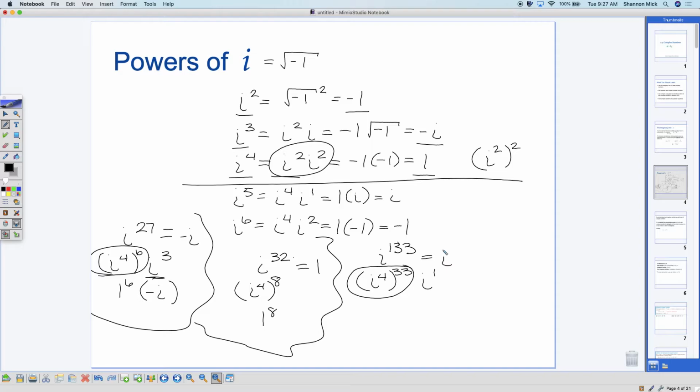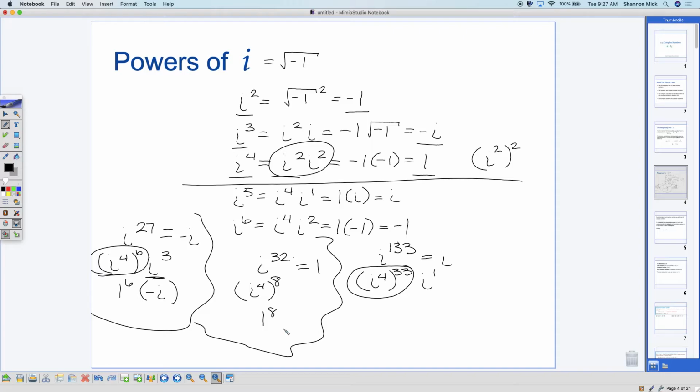Could you put 1? Let's say I'm working on my worksheet and I got i to the 133 equals i. If I accidentally put i to the 133 equals 1, is that wrong? Yes, because anything divisible by 4 would be 1.